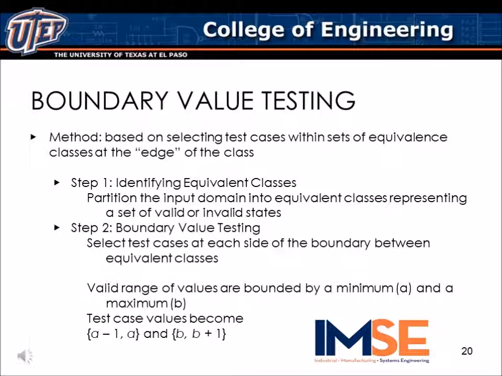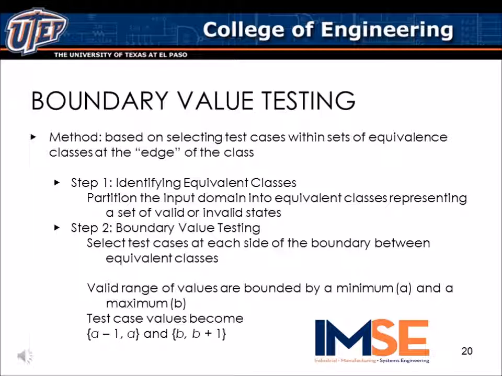Step 1 is identifying equivalent classes. This step entails dividing the input domain into equivalent classes of data. Under equivalence partitioning, we define a test case that uncovers classes of errors, thereby reducing the number of test cases required. In other words, an equivalence class represents a set of valid or invalid states for input conditions.